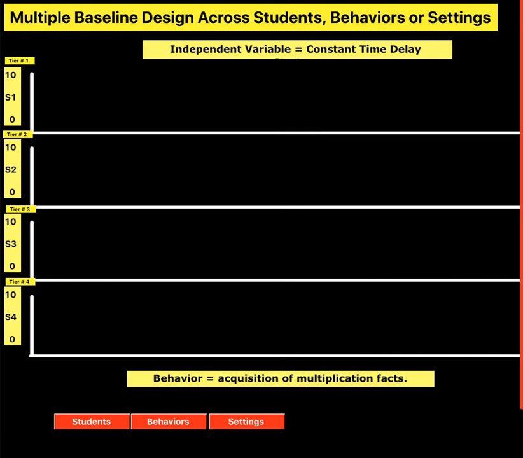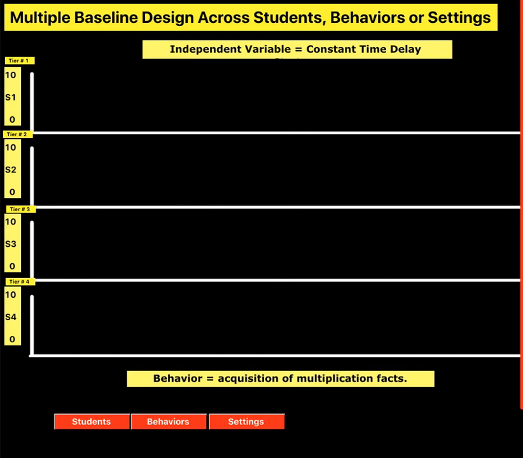We have 4 tiers, and you can see on the very left side of each tier, we have S1, which stands for student number 1. We have S2, which stands for student number 2. S3, which stands for student number 3. And S4, which stands for student number 4.